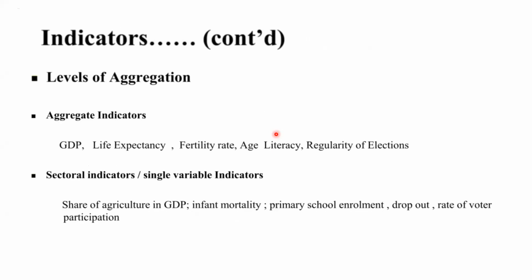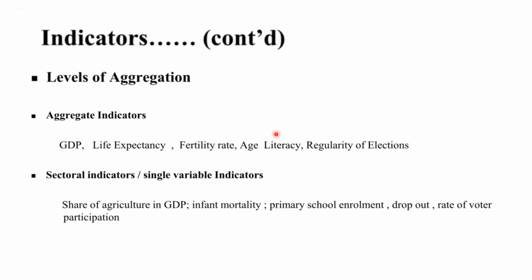Then you can do the same at the level of aggregation. That means aggregate indicators. GDP, life expectancy, fertility rate, adult literacy, regularity of elections. Okay, whatever the things, maybe someone can say this is an aggregate indicator. Someone can say this is an outcome indicator. Someone can say this is an input indicator.